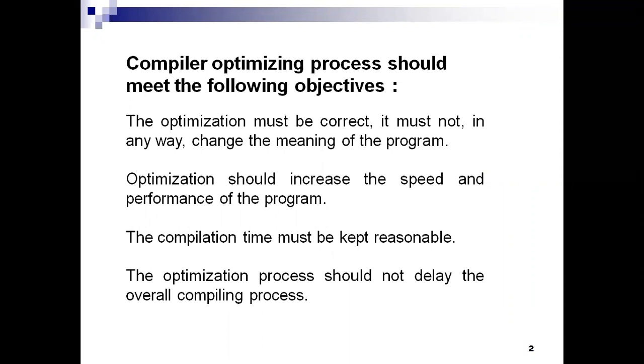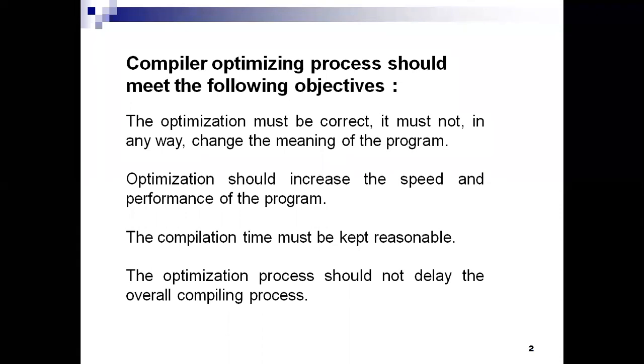To generate the efficient target code or the object code, what are the most important terms we need to consider? Speed and time. Based on the speed and the time, we can generate the efficient code, isn't it?